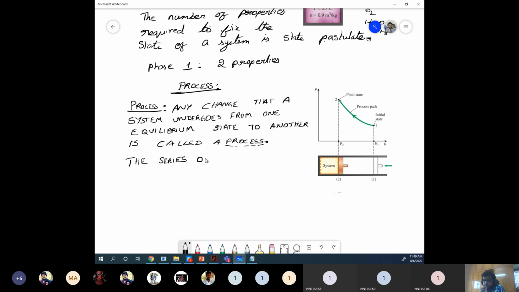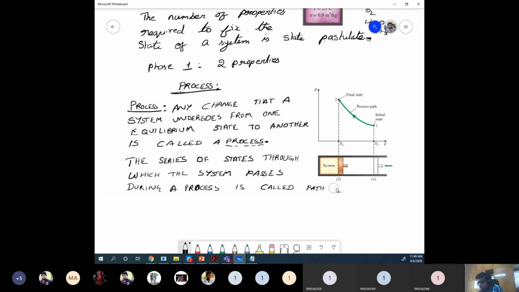If you are clubbing together all the series of states through which the system passes during a process, it is called the path of the process. Okay. So here we get two different definitions.